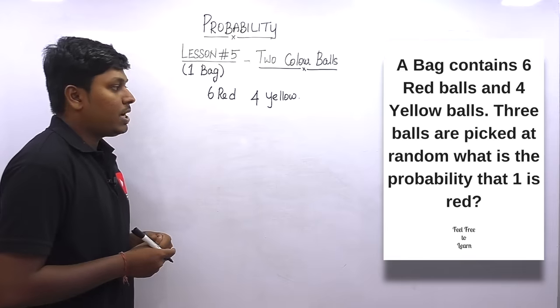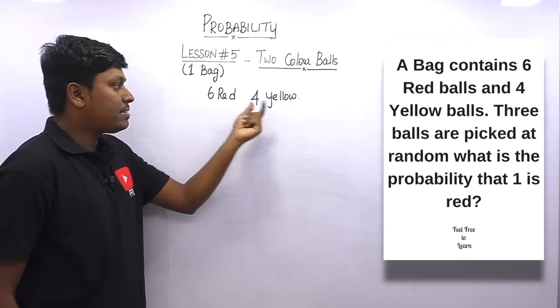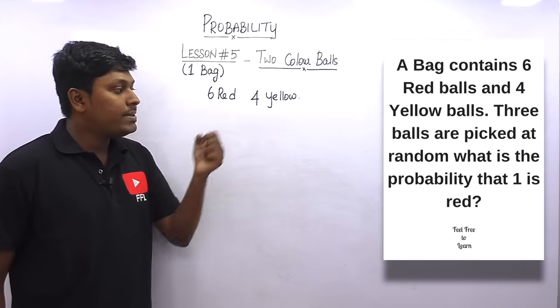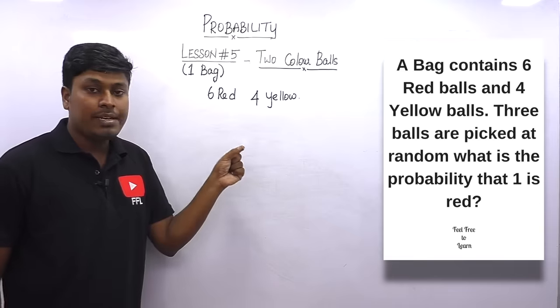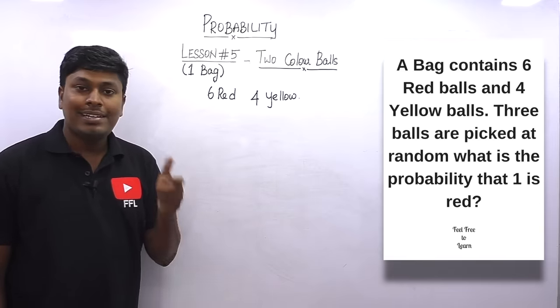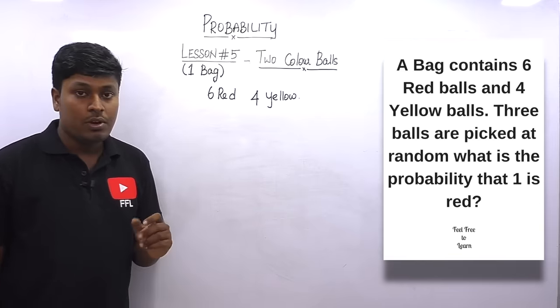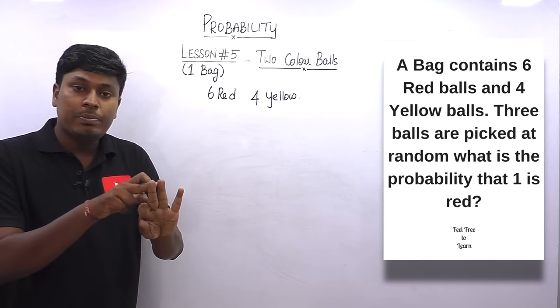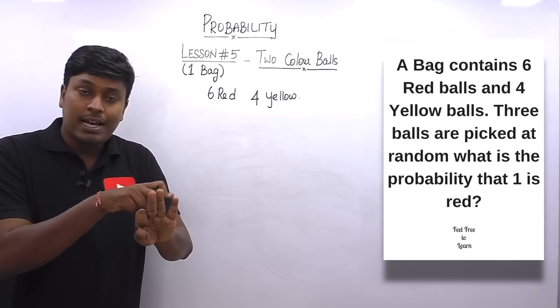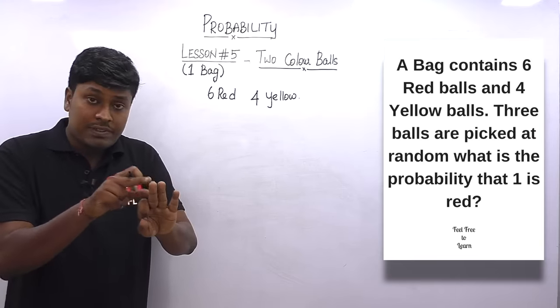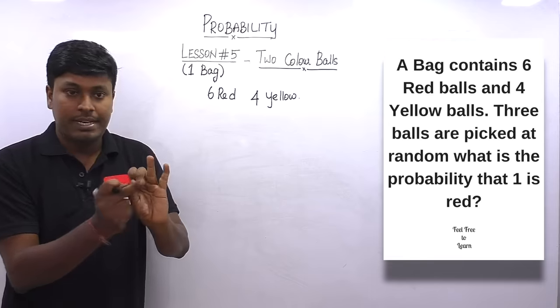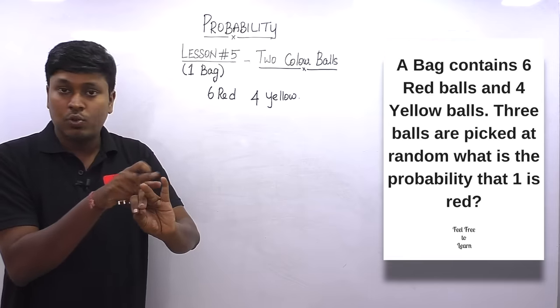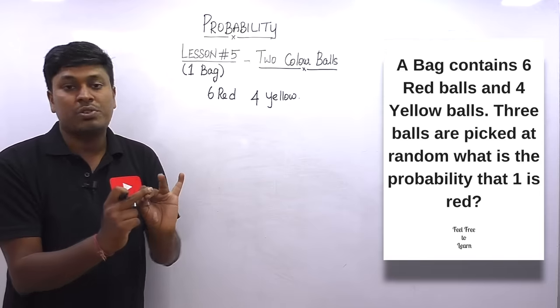Question number 2. A bag contains 6 red balls and 4 yellow balls. 3 balls are picked at random. What is the probability that 1 is red? So similarly, a bag contains 6 red and 4 yellow. What is our target? Listen carefully. Our target is to pick 3 balls. Out of these 3, 1 should be red, but they are not talking about the remaining 2 balls. Out of these 3, 1 should be red.